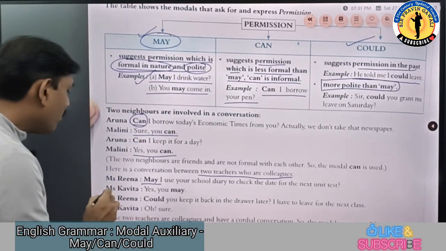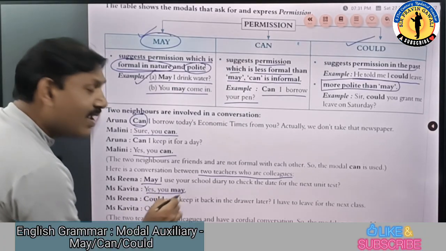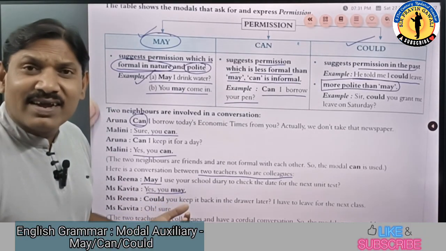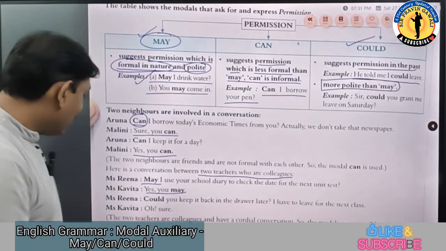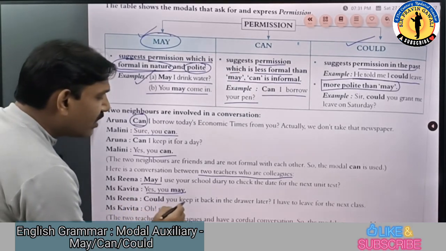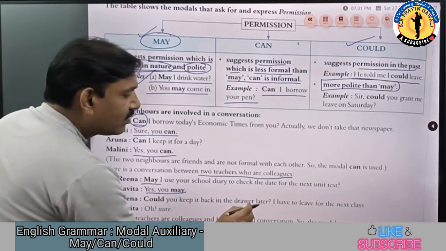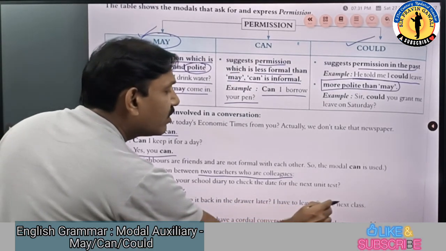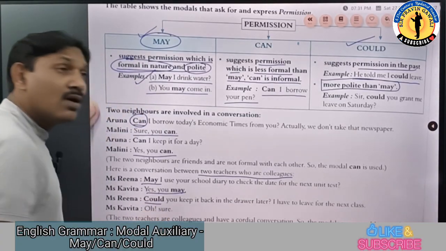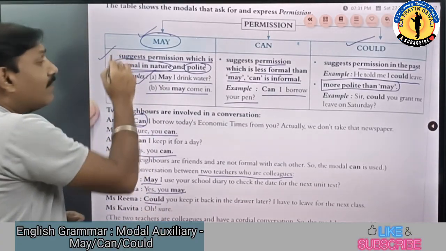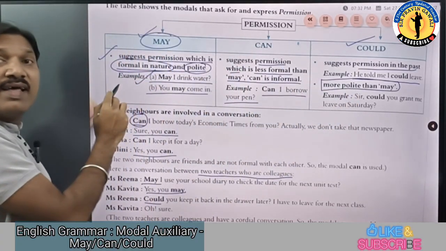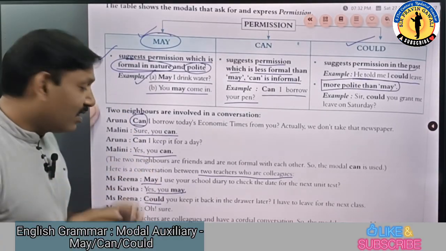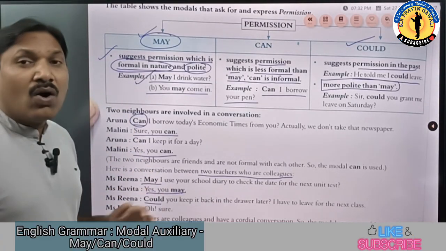Now Miss Kavita: Yes, you may. Okay, permission granted. Yes, you may. Now Miss Reena: Could you keep it back in the drawer later? I have to leave for the next class. So could is used. Could is more formal than may. Could is more formal than may as well as polite also. Now Kavita: Yeah, oh sure.